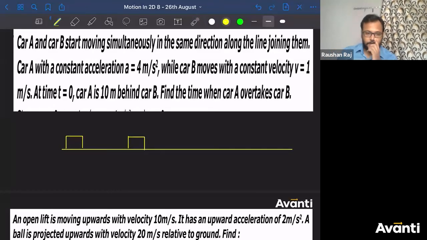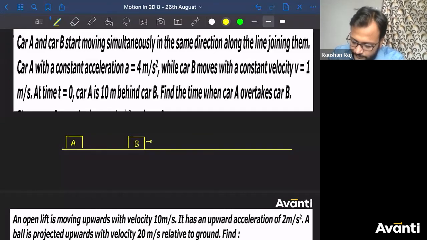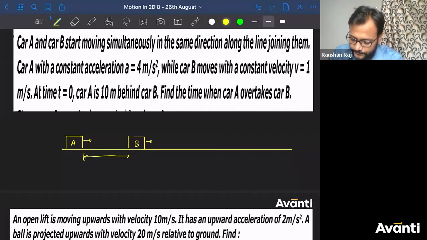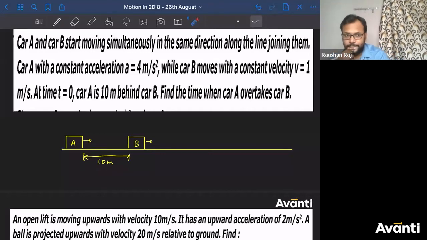All right. So car B moves with constant velocity, car A moves with constant acceleration. Car A is behind car B. And this distance is how much, children? 10 meter. Okay, when I'm representing this, have I represented it correctly, children? Is this the 10 meter or something else? Guys, this is a very silly point, but I think this is important also.